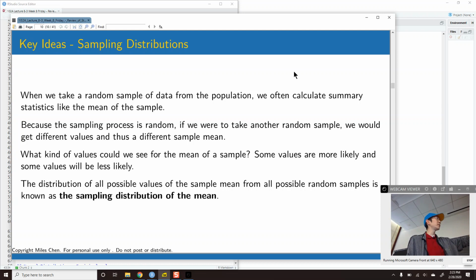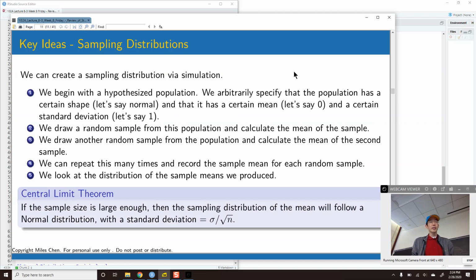And so the distribution of all possible values of the sample mean from all possible random samples is known as the sampling distribution of the mean, okay? You guys remember the sampling distribution and that concept? From your intro stats class, because that's key.